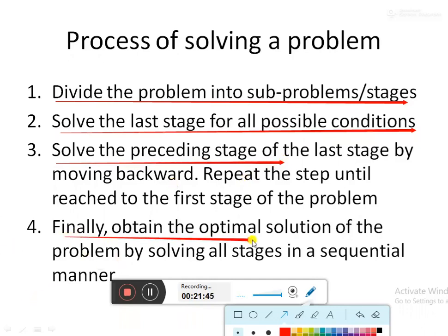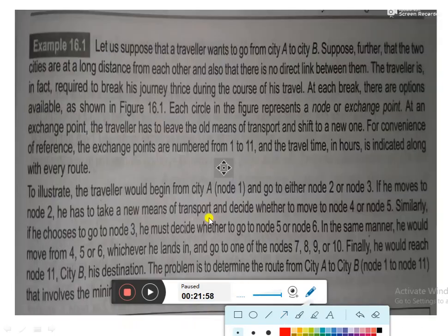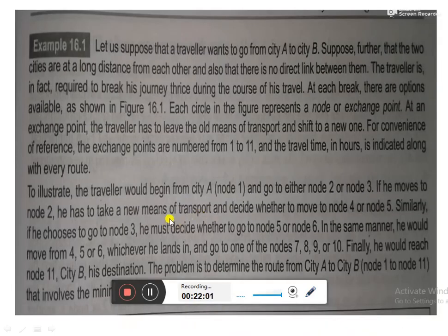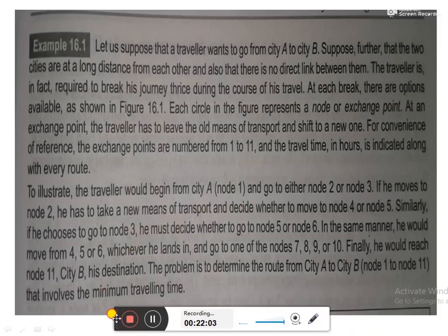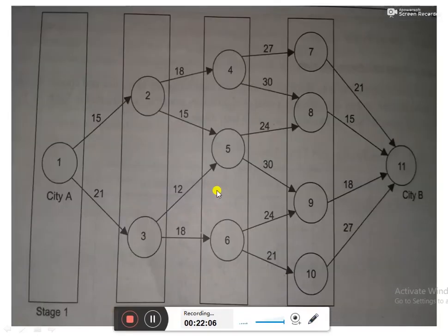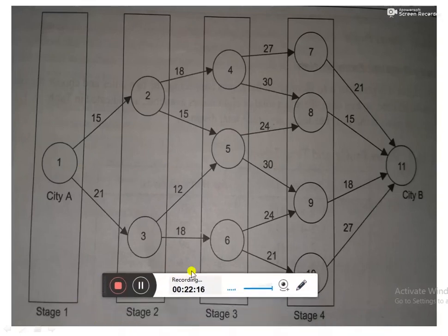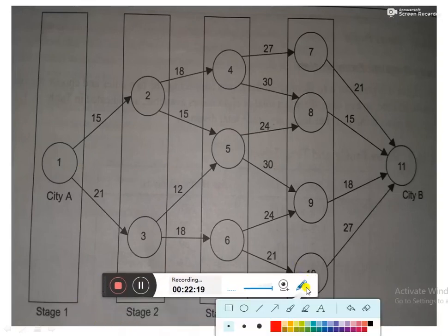Finally, we need to obtain the optimal solution of the problem by solving all stages in a sequential manner, or by summing up all the optimal solutions to get the final solution of the larger problem. So again, we have the traveler's problem, in which the given information can be represented in the form of this graph or diagram: from city A, we need to minimize the distance, or the time taken, to travel from city A to city B.